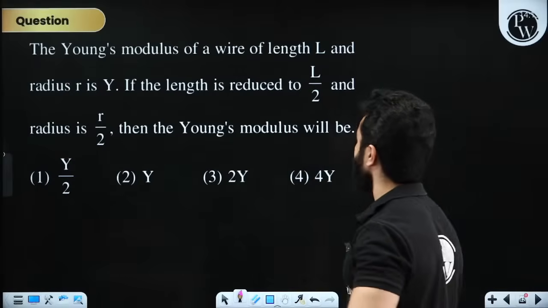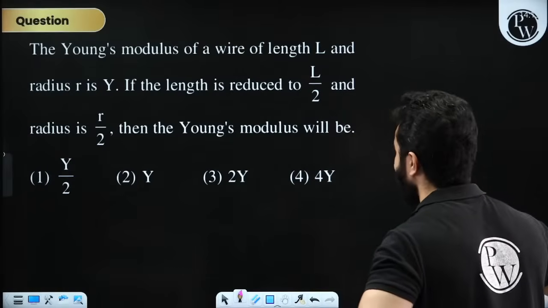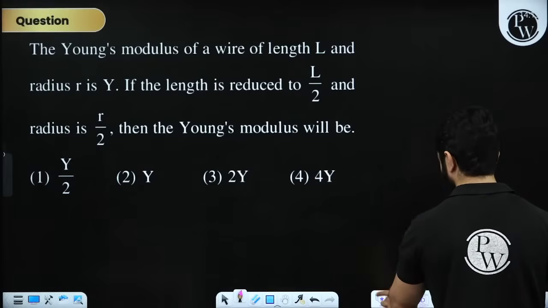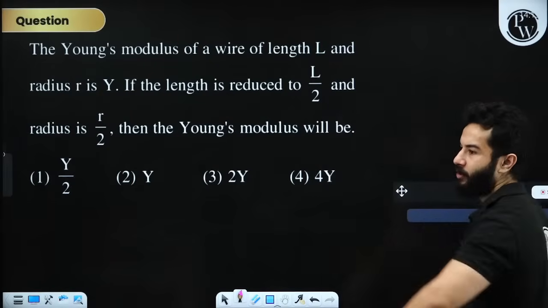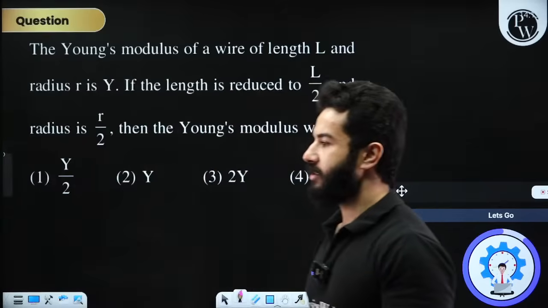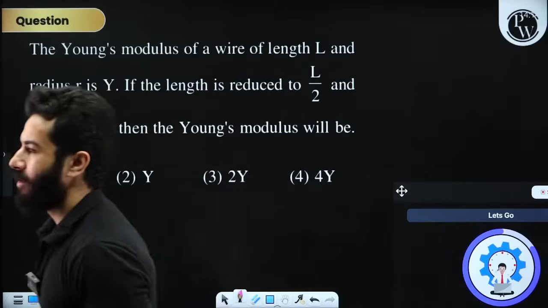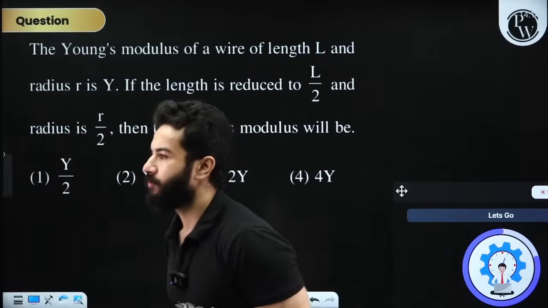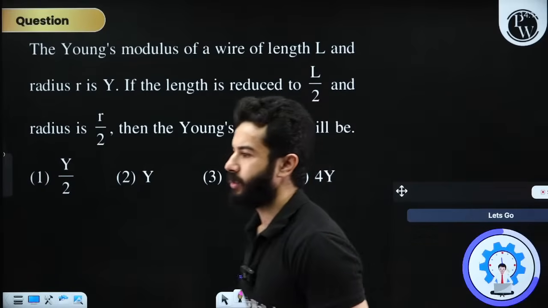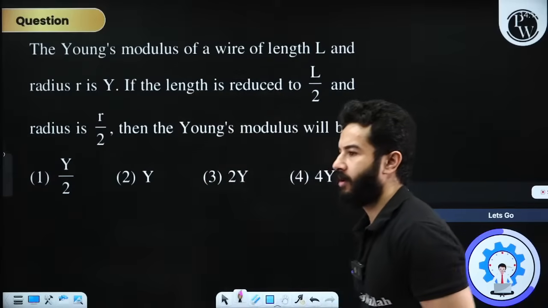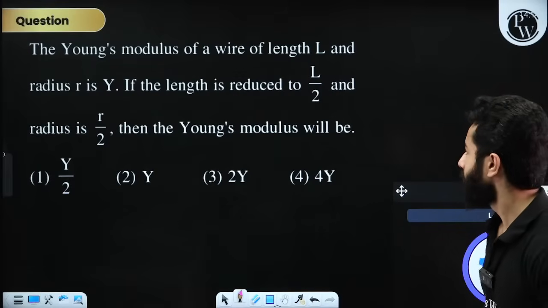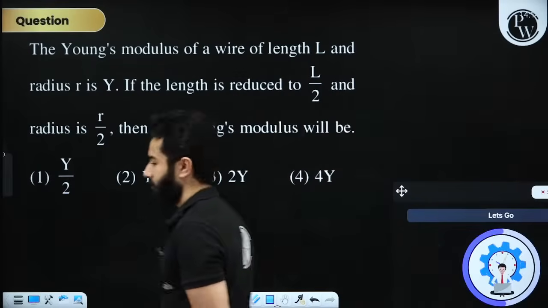The Young's modulus of a wire of length L and radius R, if the length is reduced to L by 2 and radius R by 2, Young's modulus will be? Very easy. Solve this, don't make any mistake, be quick. And if you have any doubt till here, ask me, I am going to explain it. Be quick and simultaneously solve this question also. Good, very good. Solve.